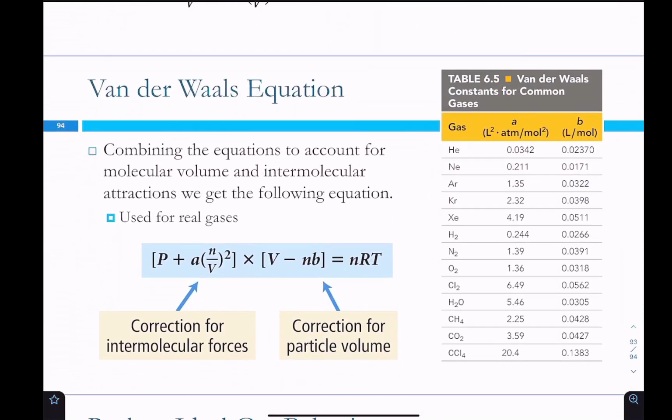So then the van der Waals equation combines both of these. So the pressure of a gas times this modifier, times the volume of a gas minus this modifier. Right, correction for particle volume and correction for intermolecular forces, and still equals nRT. And now for any of these gases, we can calculate what its actual volume would be, or its actual pressure, or the actual number of moles even. All right, do everything more accurately.